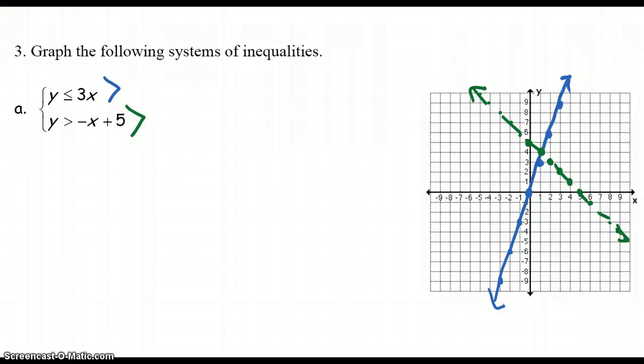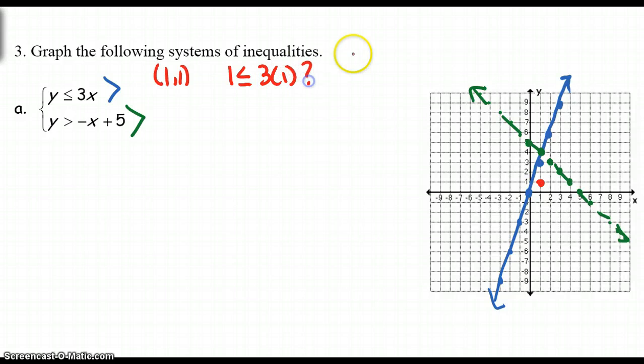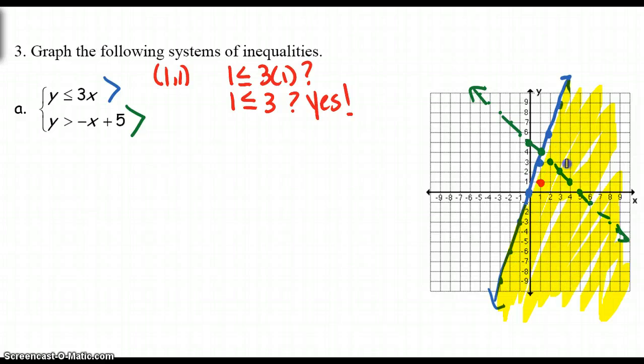Instead, you can use 1, 1. 1, 1 is not on your blue line. So let's go ahead and use that. So if I substitute this in, is 1 less than or equal to 3 times 1? So in other words, is 1 less than or equal to 3? Yes, it is. That's awesome. So we're going to shade that side of our blue line, just like this.